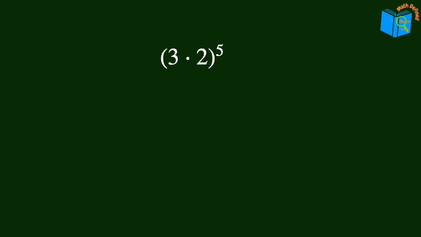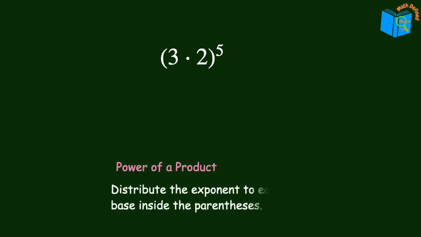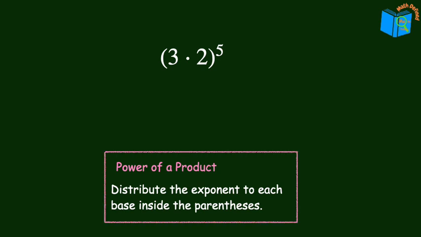To simplify the exponents in this expression, we need to use the power of a product rule, which tells us to distribute the exponent to each base inside the parentheses. Distributing the exponent to the first factor of 3 results in 3 to the 5th power. And then distributing the exponent to the factor of 2 results in 2 to the 5th power. And we can't forget to bring down the multiplication sign that is between them. Since the bases of these two powers are not the same, we can't simplify the exponents any further.